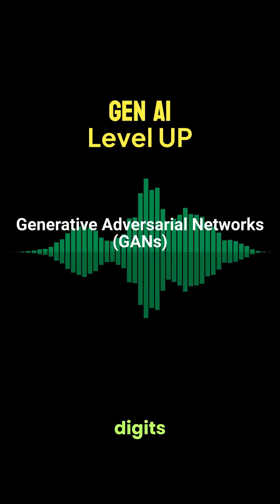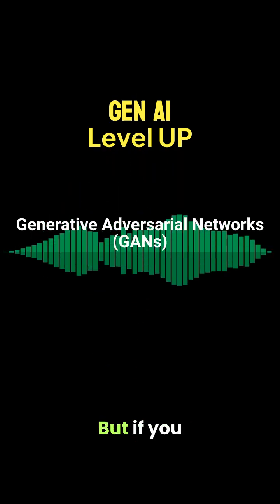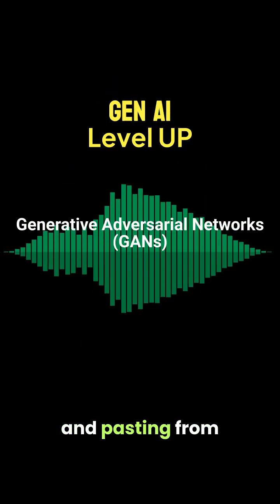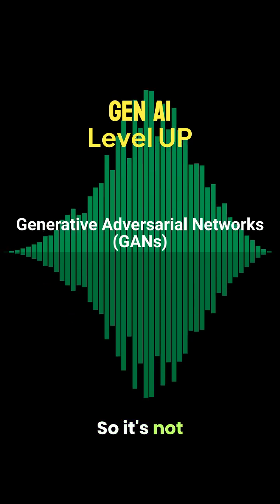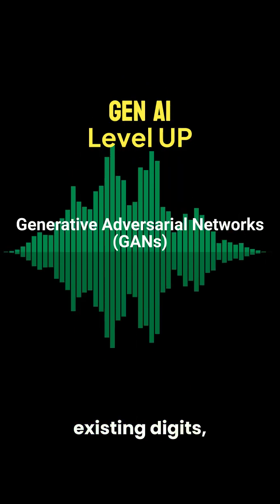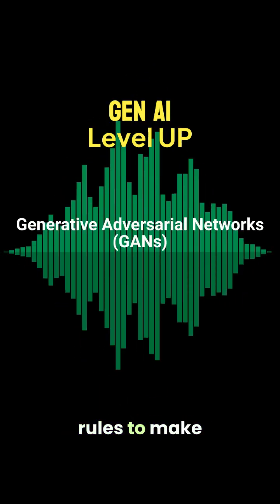Take those handwritten digits, for example. The GAN was trained on the MNIST dataset. Right. But if you look closely, it's not just copying and pasting from that data. It's learning how those digits are actually written. So it's not just pulling from a library of existing digits. It's actually figuring out the rules and then using those rules to make new ones.